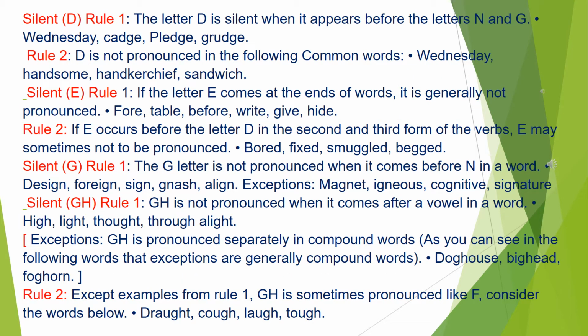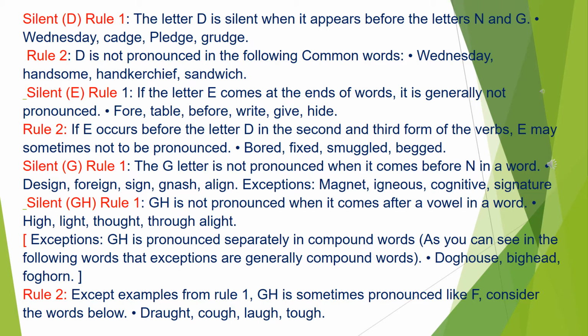Silent D. Rule 1. The letter D is silent when it appears before the letters N and G. For example, Wednesday, catch, pledge, grudge. Rule 2. D is not pronounced in the following common words: Wednesday, handsome, handkerchief, sandwich.